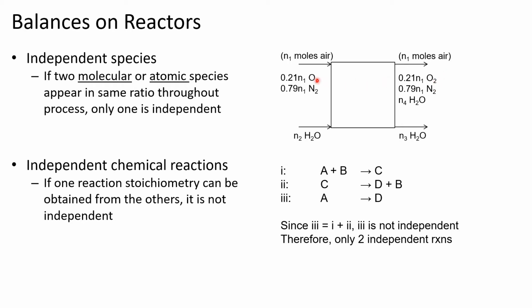As a result, oxygen and nitrogen cannot be counted as two independent species. Only one of them is independent. The other can be calculated from the known ratio of oxygen to nitrogen of 21 to 79.